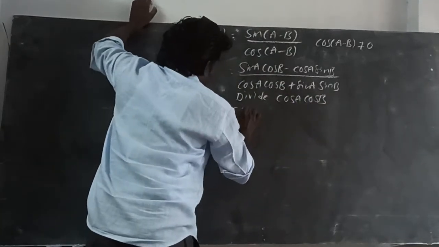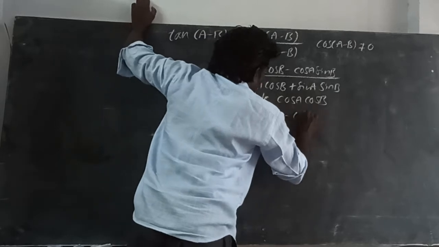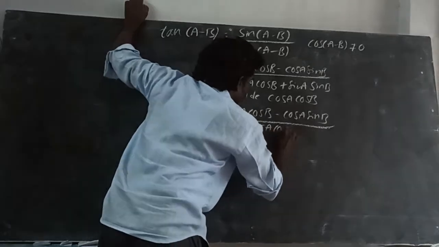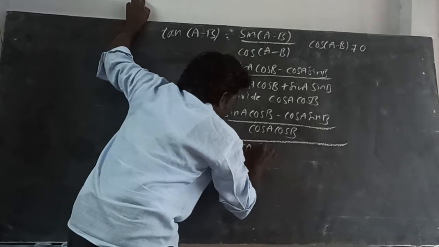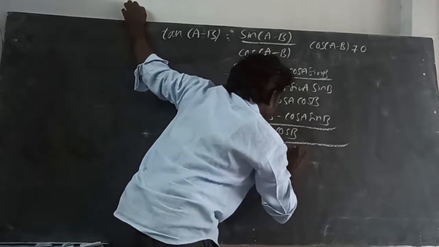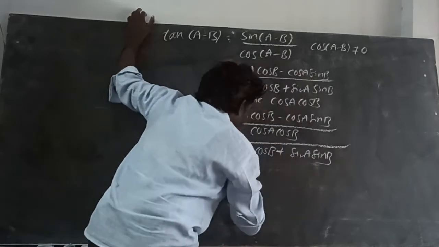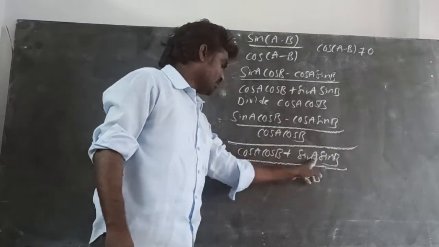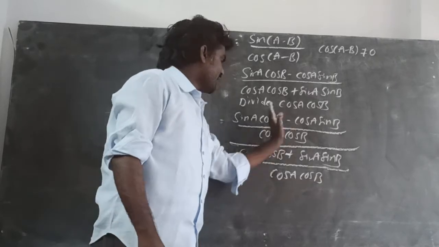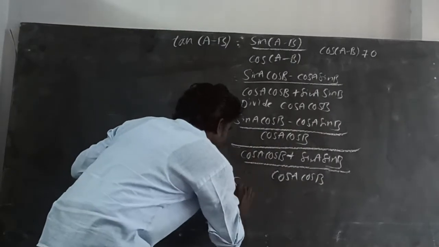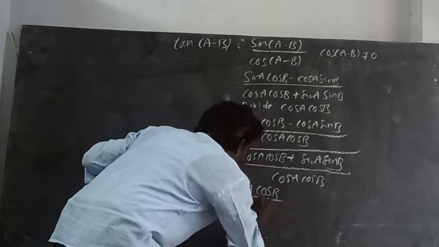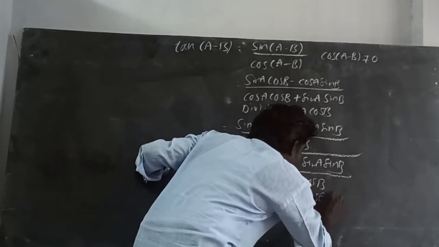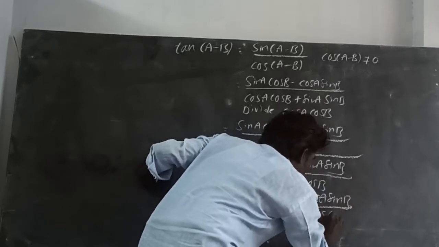So that is sin A cos B minus cos A sin B by cos A cos B, by cos A cos B plus sin A sin B by cos A cos B. Here these two terms, the common denominator is cos A cos B. You can write it as separate denominators of the two terms: sin A cos B by cos A cos B minus cos A sin B by cos A cos B.